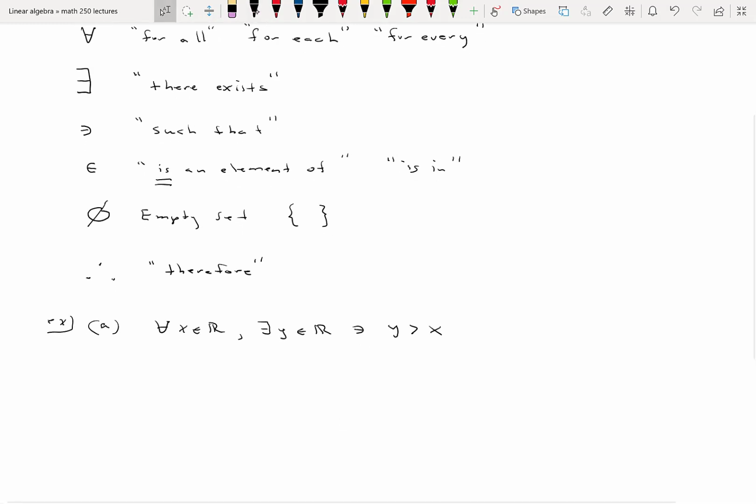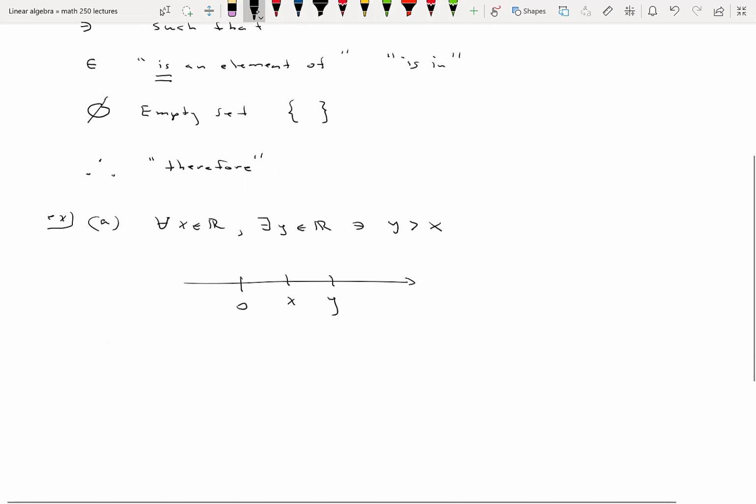Does this make sense to you? If not, here's a number line. Check it out. Here's a number line. Put 0 here. For every x, so there's one. There's an example of one. There exists a y such that y is greater than x. For every real number you can pick, I can find something more than it. That's all that that's saying. For every real number that you choose, that can be chosen, there can be found another number that's bigger than it.